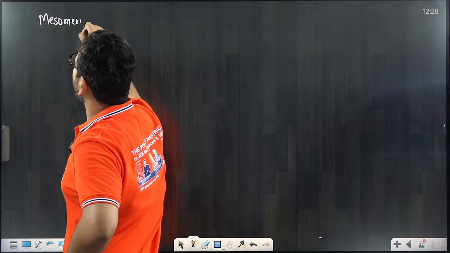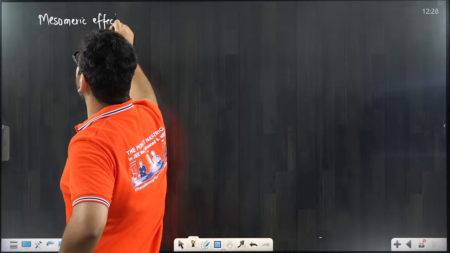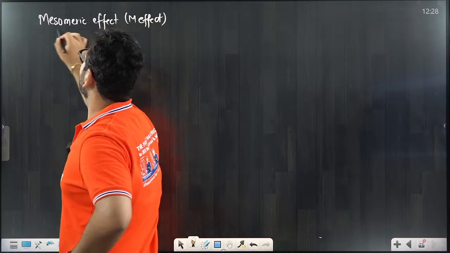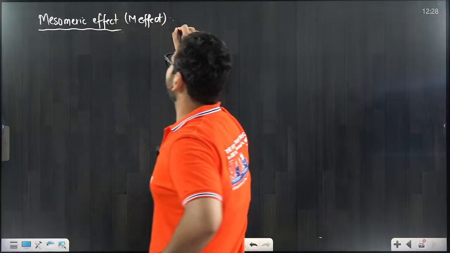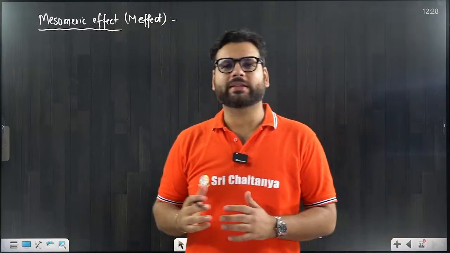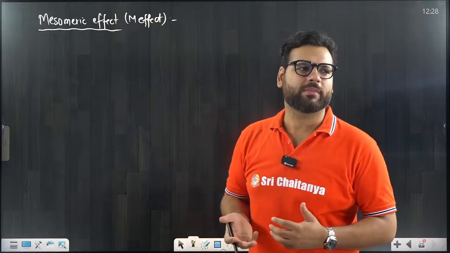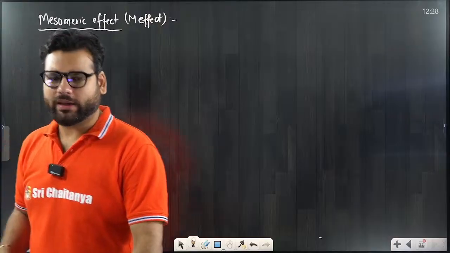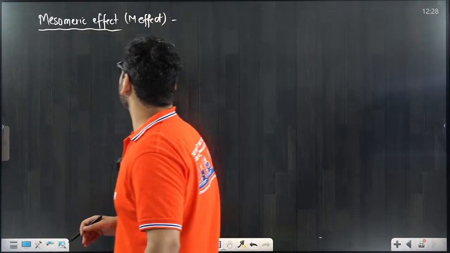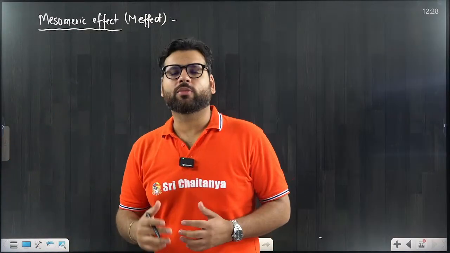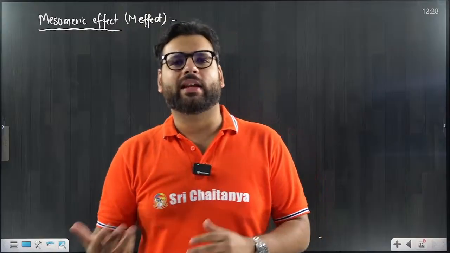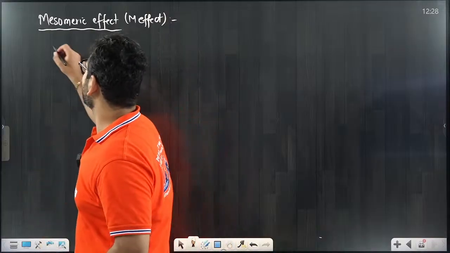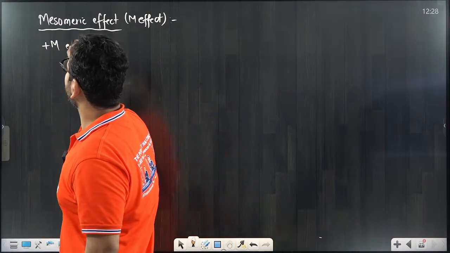Now we'll talk about what is a mesomeric effect, or we can call it as M effect. Just like there is a plus I minus I, there is plus M minus M. Okay, there is plus M minus M. What is a plus M group? Whenever some groups donate the electron through resonance, they become plus M group. So first we'll start with plus M effect.